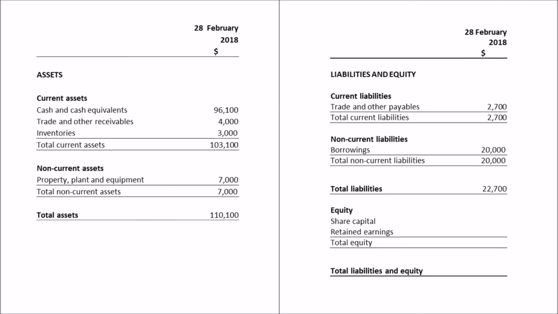Next, the equity component. Use the ordinary share capital balance for the share capital line, which is $90,000. We calculated earlier on that the retained earnings is minus $2,600. Brackets indicate a negative figure. Now, we have total equity of $87,400 and the total liabilities plus equity of $110,100, which is the same as the total assets figure.